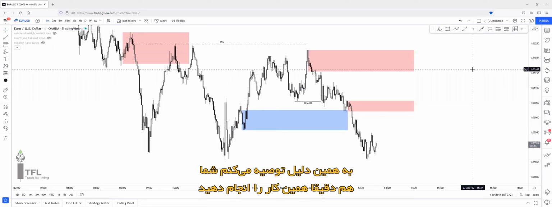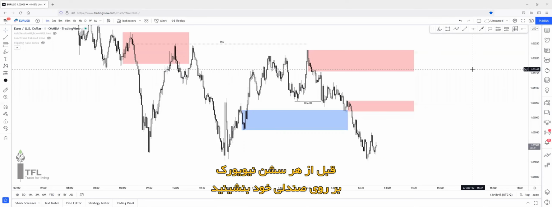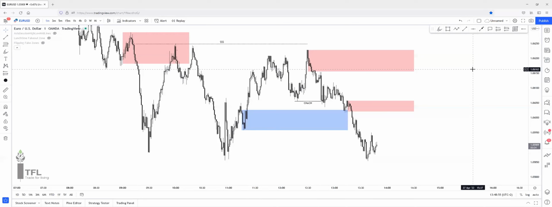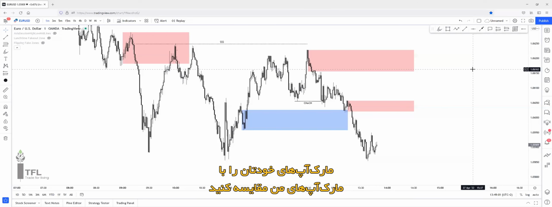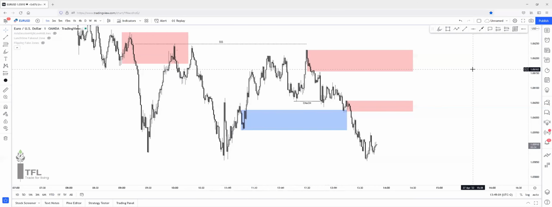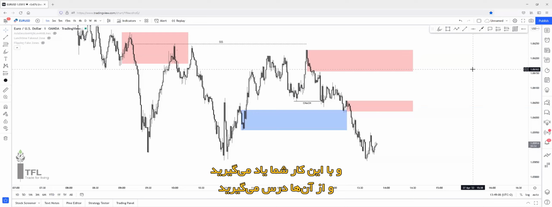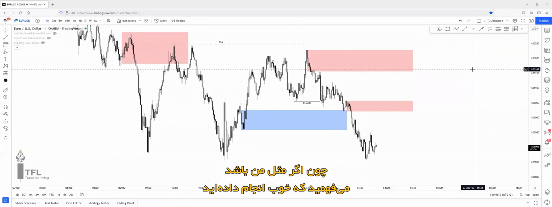That's why I really, really recommend you to do the same thing as I do. Just before every single New York session, sit down in your chair, take a look at your monitor or laptop, I don't know what you're trading on, or mobile phone, and do the same analysis as I do. Don't rely on my markups. Compare your own markups with my markups. If you compare your markups with my markups, you will learn from them. Because if you have the same markup as me, then you'll know that you're doing something great.